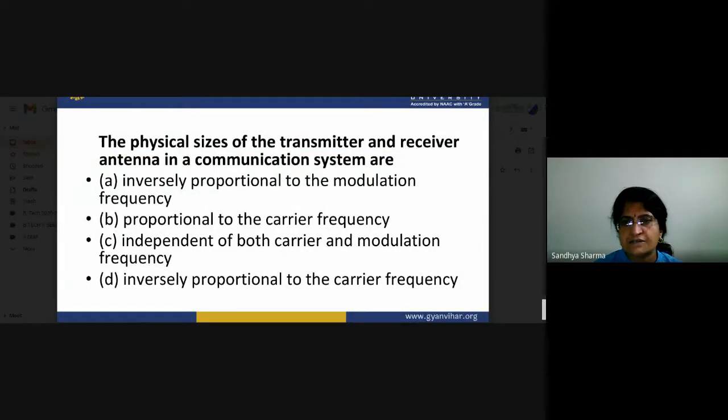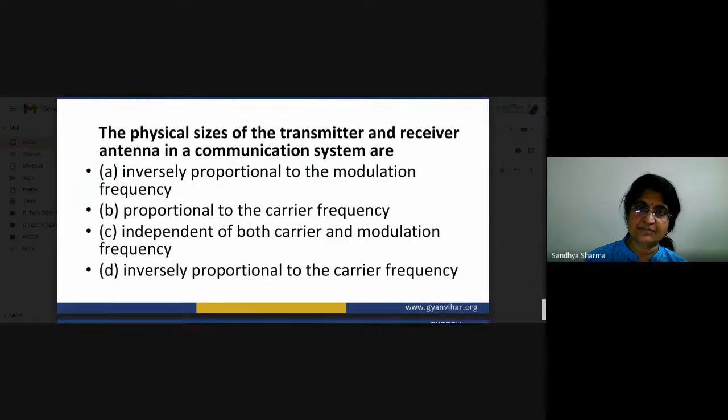Next is the physical size of the transmitter and receiver antenna in a communication system. So you can know how to design a transmitter and receiver station. What is the role of frequency in designing the length of the antenna? The length of the antenna is lambda by 2, so you design a lambda by 2 antenna. If you have a high frequency, the value of lambda will be less, and according to that you can design the physical length of your antenna. So these are the basic properties.